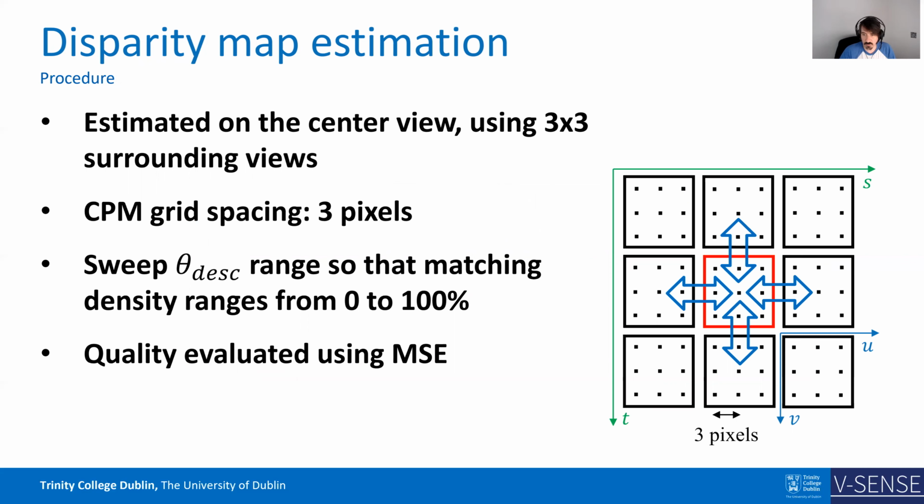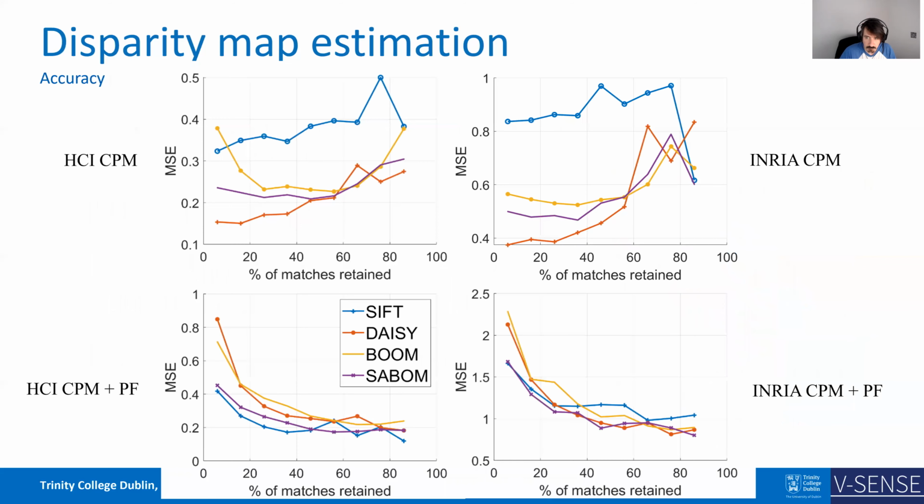Since we use the mean squared error to evaluate the quality, in order to have a fair comparison between the descriptors, we need to have a similar density of remaining matches after the check threshold. And it's almost impossible to find a value of the check threshold for which we can obtain the exact same matching density for different descriptors. So instead, we sweep the check threshold so that the matching density roughly ranges from 0 to 100%. And then we plot the MSE against the matching density. So these are the curves we obtain for this experiment.